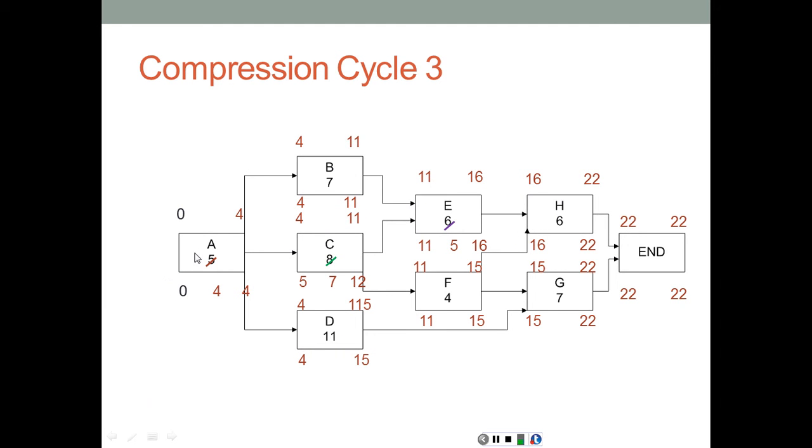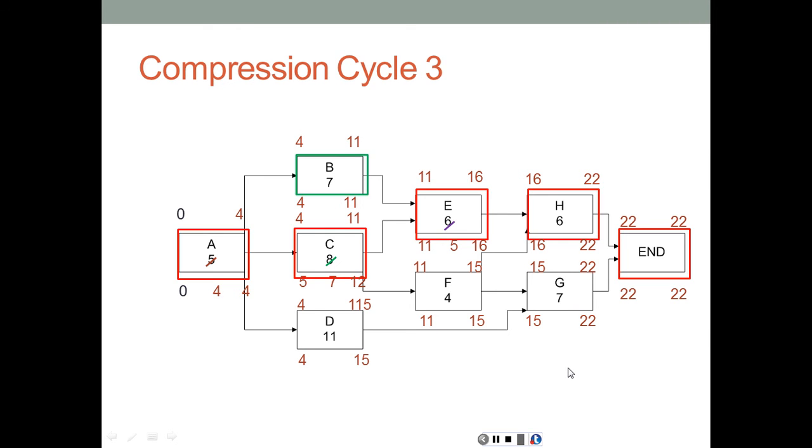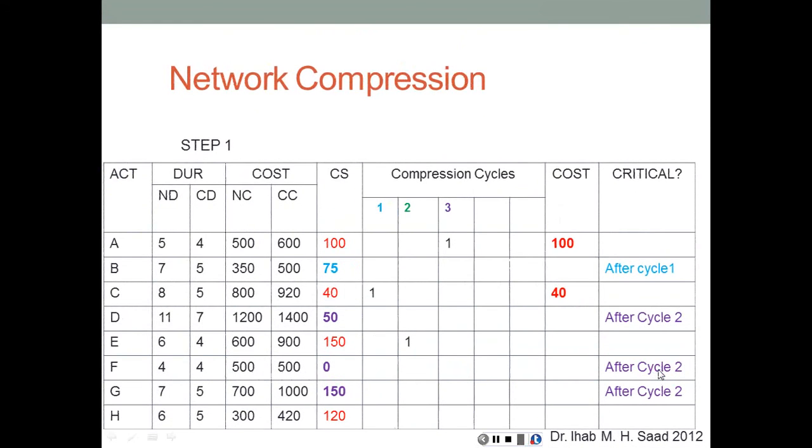And here, once we have compressed activity A, all the activities are still critical. And now we end the project on day 22. So here it shows the different compression cycles that we have done and which activities became critical when.